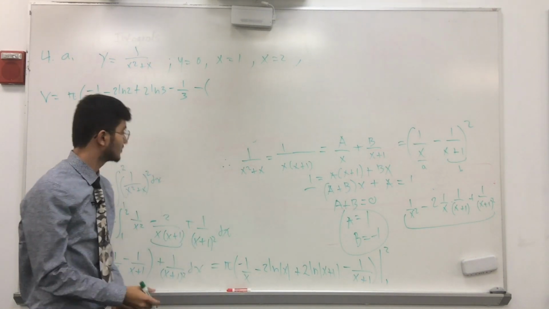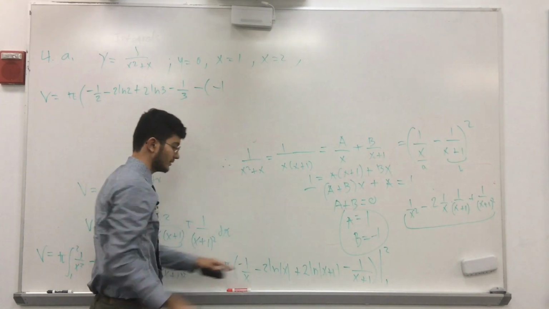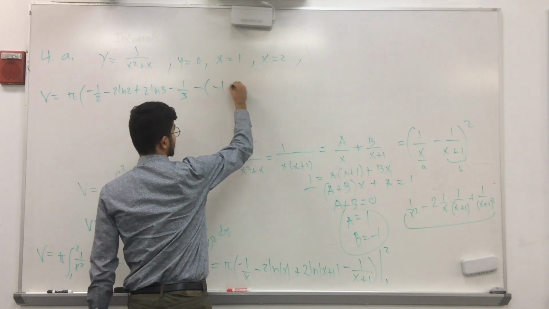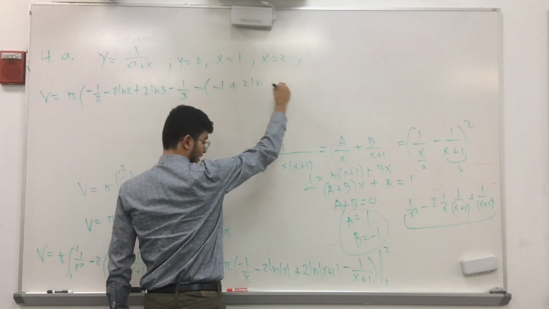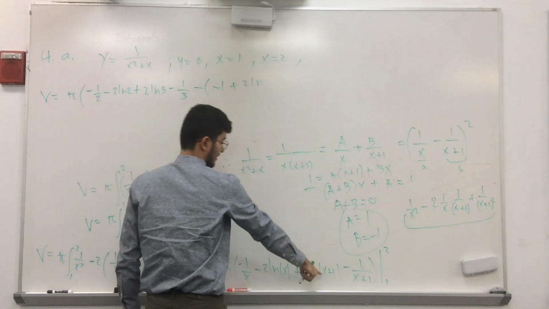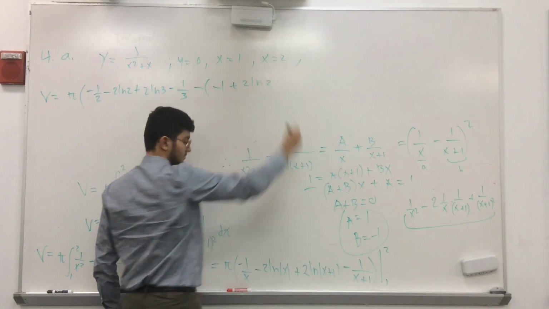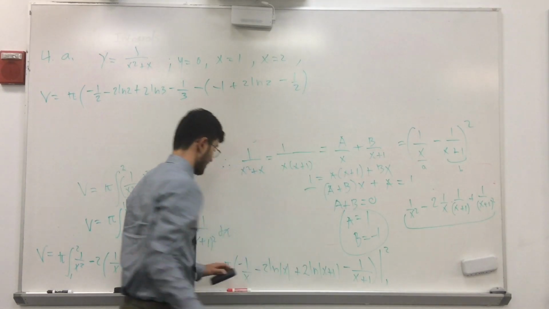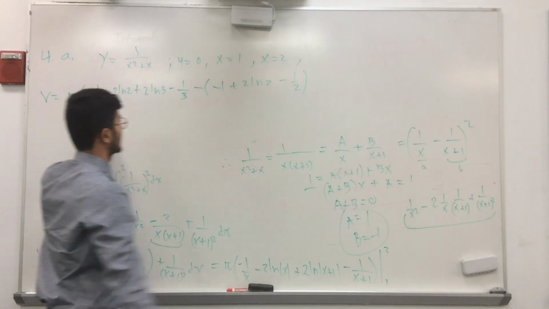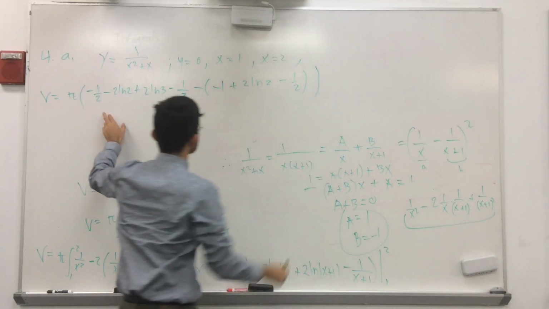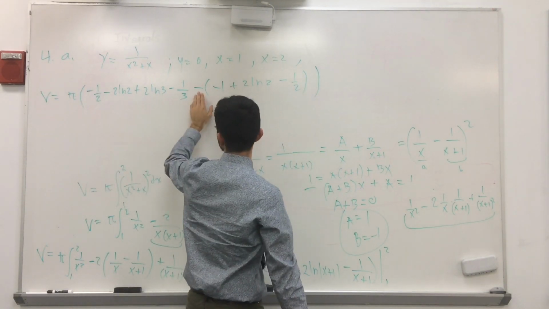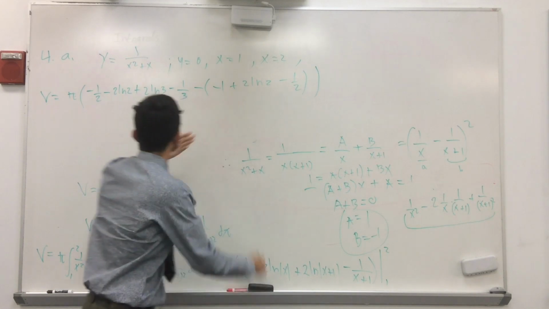Negative 1 over 1, right? That's just negative 1. And then ln of 1 is 0. I'm sorry, ln of 1 plus 1 is 2. So ln of 2 minus 1/2, okay? So let's see what we can cancel out from this. Okay, we have negative 1/2 minus 1/2, so that's going to be negative times negative is positive, so that cancels out.